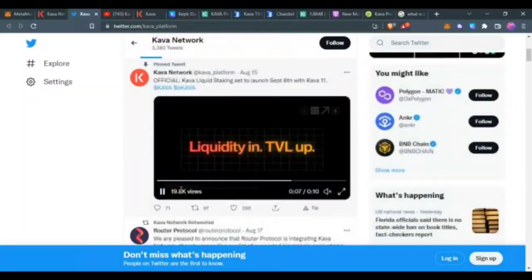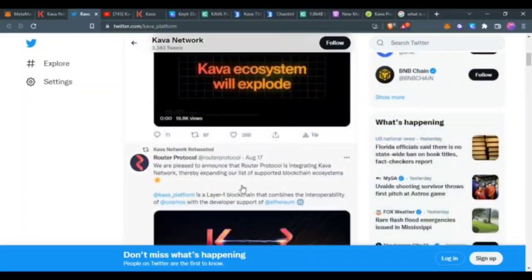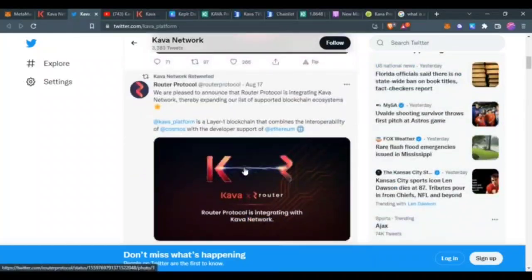But so that's August 15th. So this is, let me see. Kava retweeted on the 17th. Router Protocol integrating Kava network, thereby expanding our list of supported blockchain ecosystems.